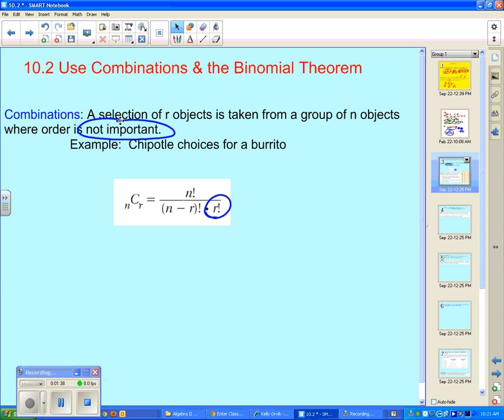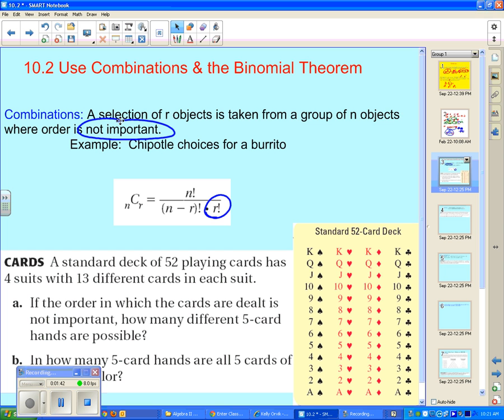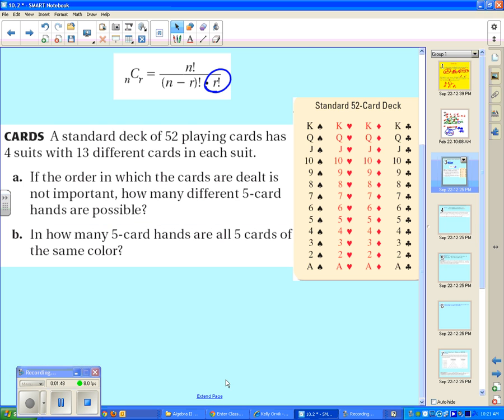I like the food example. The book uses cards a lot. They talk about poker hands and how poker hands are combinations instead of permutations. So how many of you have played poker at some point in your life? Oh, only about half. Okay. Well, you have 52 cards in a deck, and you're sitting around with a bunch of people and you're dealt 5 cards for a poker hand.